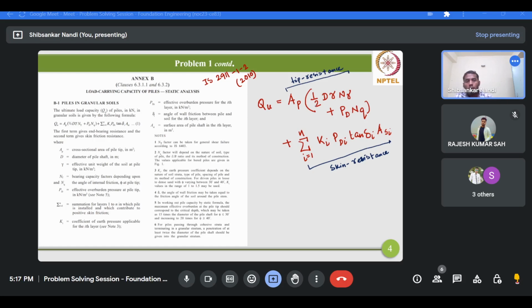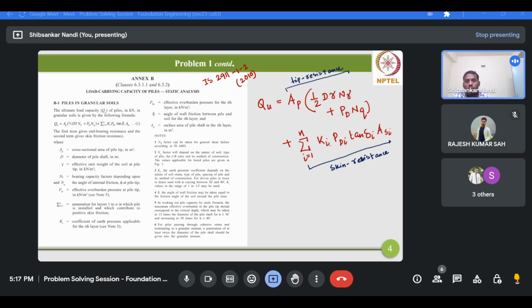Now we'll have a quick look at each of the individual parameters involved in this equation. First, A_P is the cross-sectional area at the pile tip. D is the diameter of the pile. Gamma is the unit weight of the soil. N gamma is the bearing capacity factor contributed by the unit weight of the soil. P_D is the effective vertical overburden pressure at the pile tip level. N_q is the bearing capacity factor contributed by the surcharge, in the sense of this P_D component.